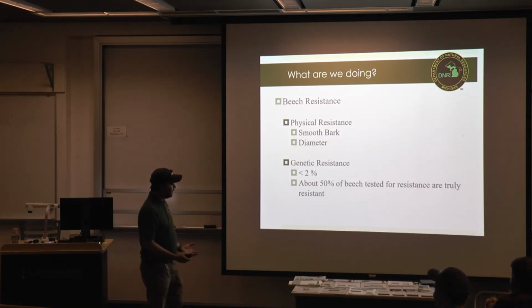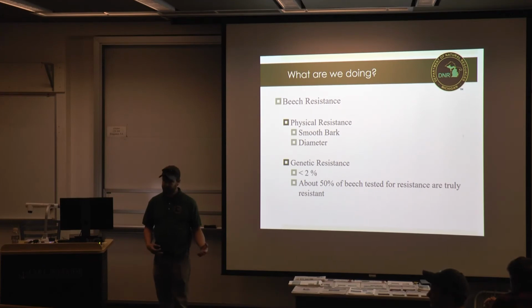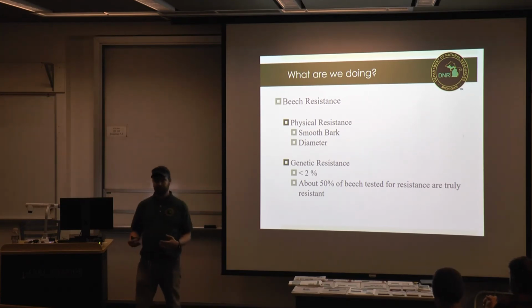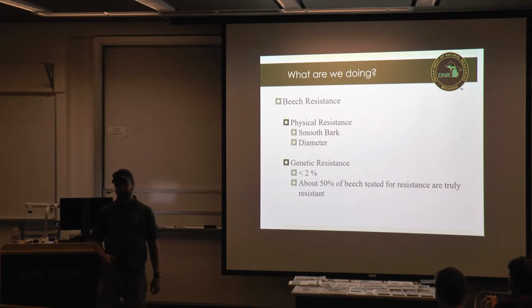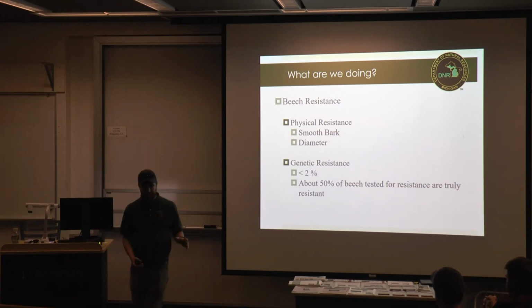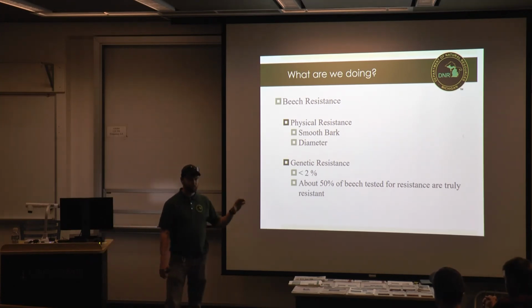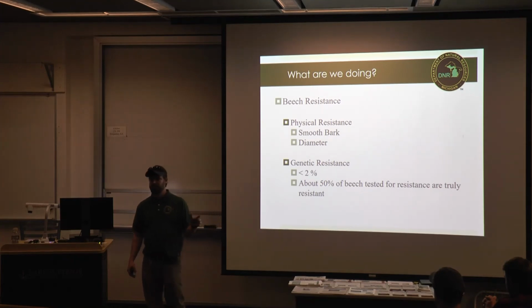But there is a little bit of hope. Just like ash trees, we're going into beech resistance. There has been shown to be about 1 to 2% resistant beech on the landscape. Usually it's based on two different things. You could be looking at physical resistance. The smoother the bark, the less beech scale can actually get attached and established on it.